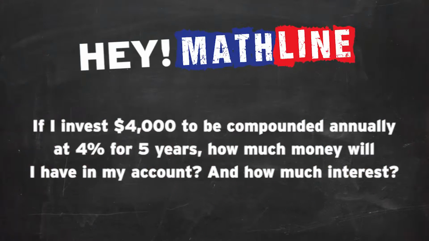Hey Mathline, I'm Evan from Bearden High in Knoxville, Tennessee. If I invest $4,000 to be compounded annually at 4% for 5 years, how much money would I have in my account? Oh, and how much in interest?